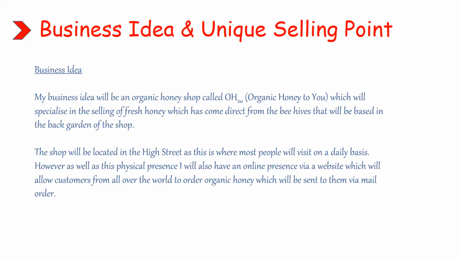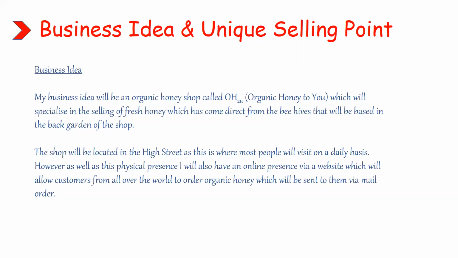Now, if you look at that first line, it basically does what we talked about a minute ago. It says what my idea is. I've said what's unique about it, because if you're spotting it, I've said it's selling organic honey which comes fresh from the hives at the back of the garden shop. Then I'm going into location. I said the shop will locate in the high street, as this is where most people visit on a daily basis. Now, again, it's not the best example.